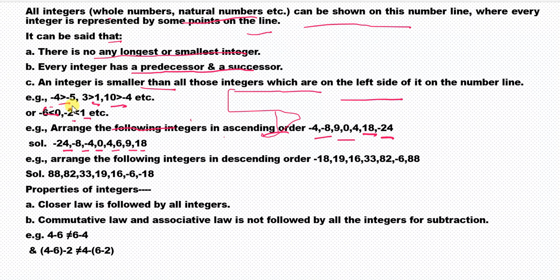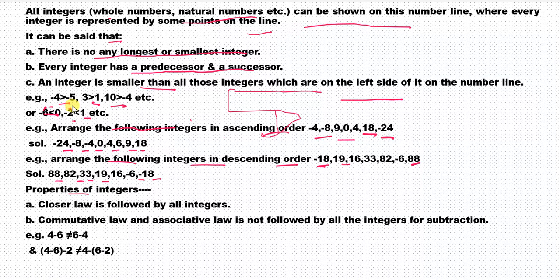Similarly, another example, arrange the following integers in descending order: -18, 19, 16, 33, 82, -6, 88. What is the greatest number? Here in this example, 88, and the smallest is -18. In descending order: 88, 82, 33, 19, 16, -6, -18.